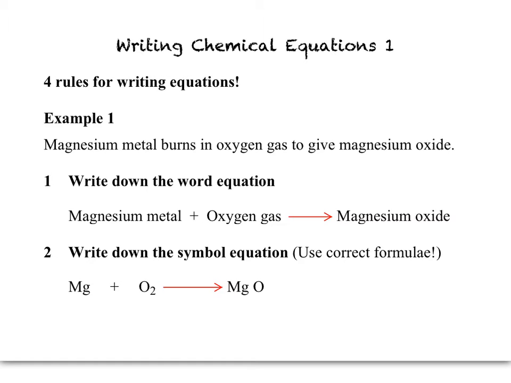Now to work out the formula of magnesium oxide, you need to use the periodic table. Magnesium is in group 2, so forms the Mg2+ ion. Oxygen is in group 6, so forms the O2- ion. Remember, a compound must be neutral, so one Mg2+ and one O2- ion is neutral. This gives the formula of magnesium oxide, MgO.